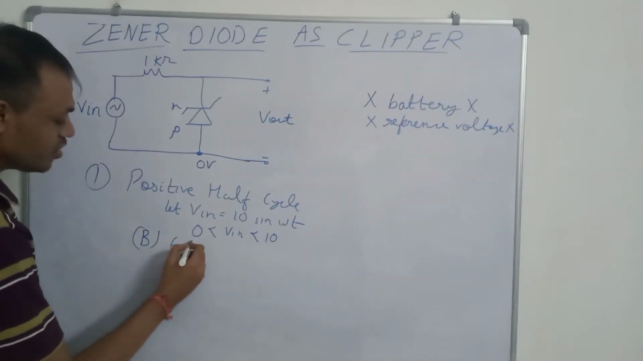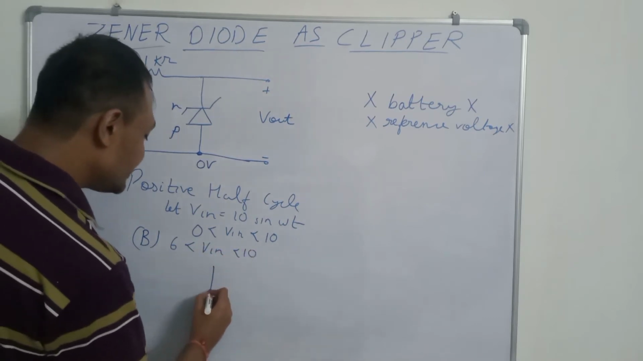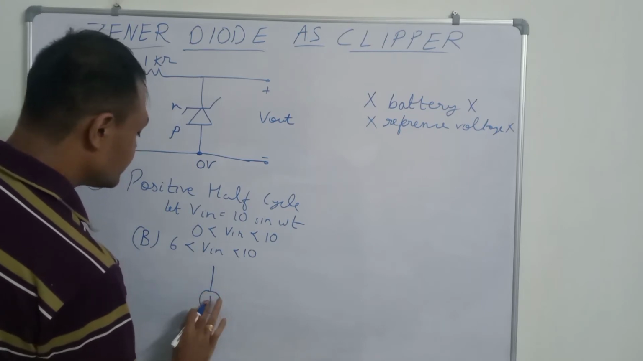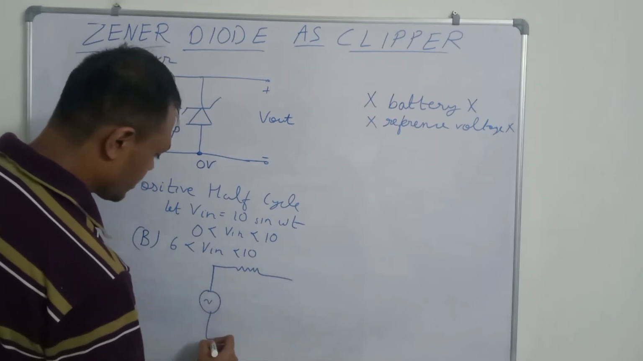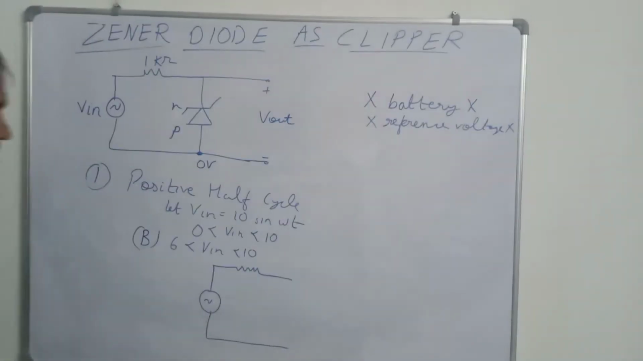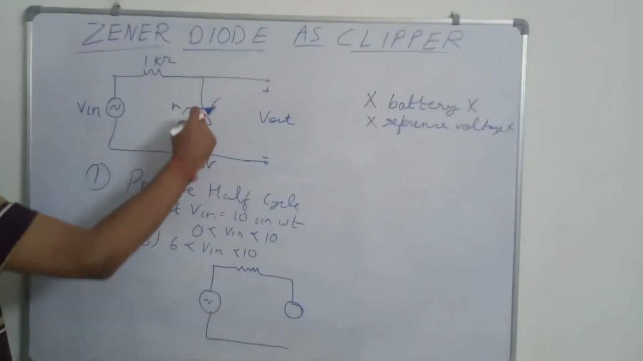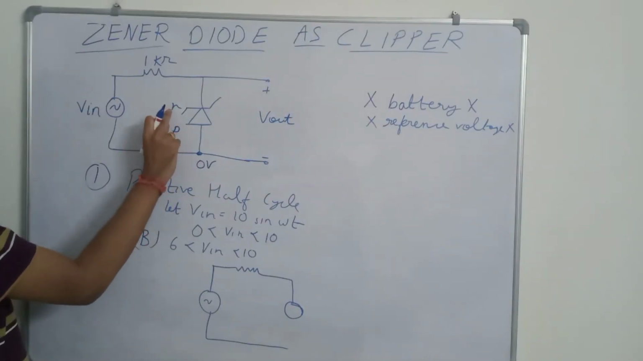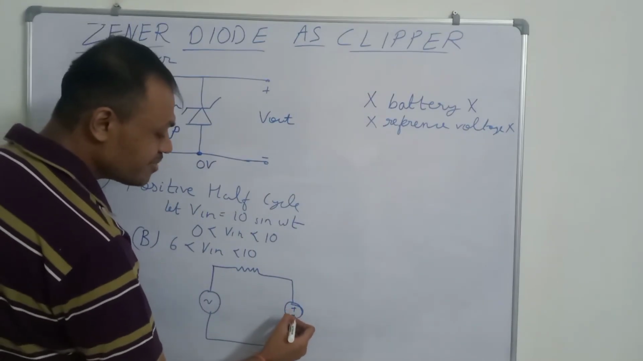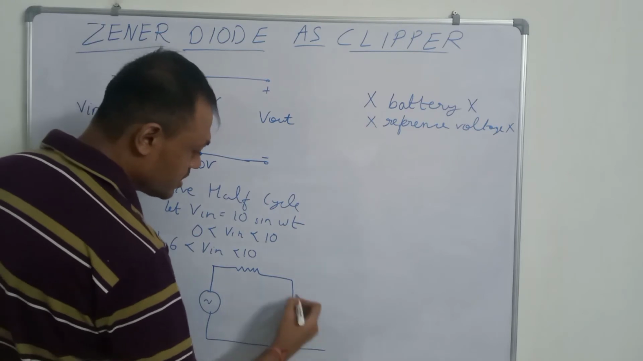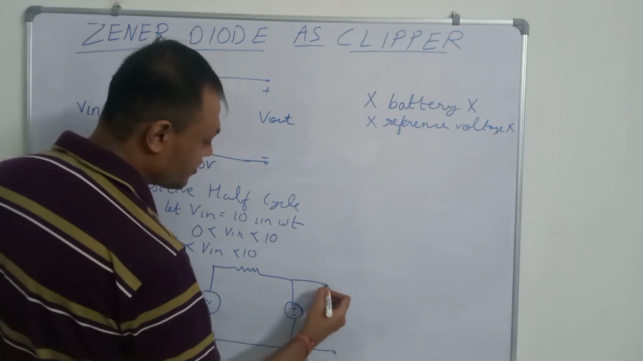Now we will consider the second case, case B, when V in is between 6 and 10 volt. Now the Zener diode will be in breakdown. So we will replace the circuit like this. Now the Zener diode will act as a reference voltage battery, but the terminals of the battery will be opposite. Here, above it is N, but the battery will be positive, plus will be above and minus will be below. So this will be 6 volt. Zener diode will act as a 6 volt battery.